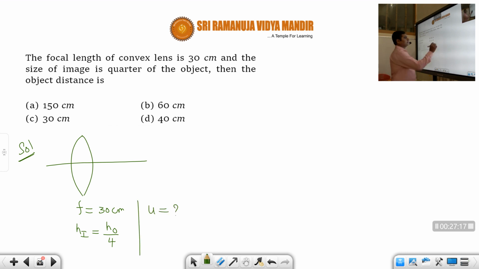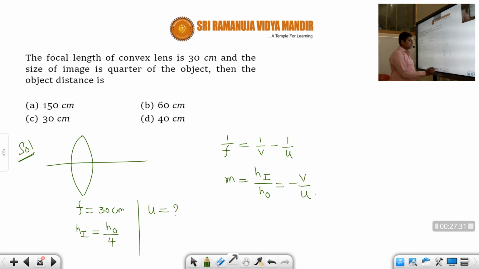So you know two relations. One relation is 1 by f is equal to 1 by v minus 1 by u. And another relation is magnification, height of the image by height of the object, is equal to minus v by u. Using these two relations, please find the answer. This is a very easy problem. Just substitute here. When you substitute the height of the image in this equation, you will get 1 by 4, so you will get a relation between v and u. If you substitute that relation here, you will get the value of u.